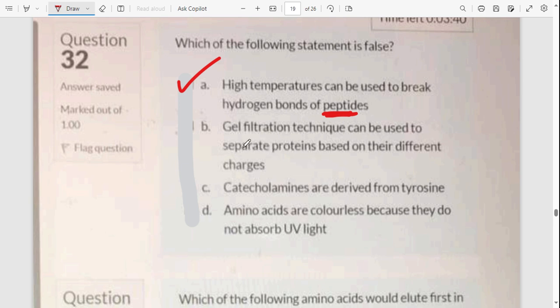Gel filtration technique can be used to separate proteins based on their different charges. Is that true? So this statement is also false. Gel filtration does not separate compounds on their charge, but on their size.